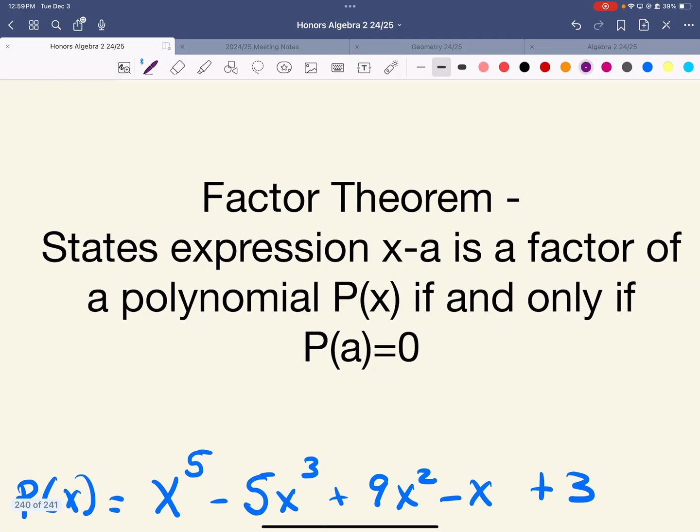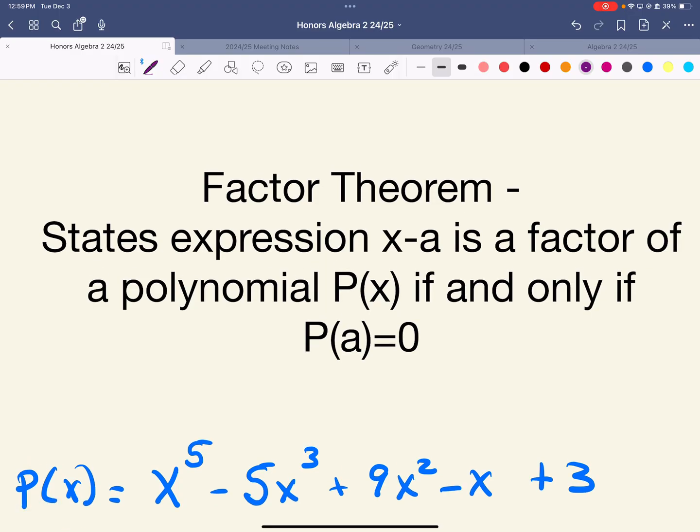And this is actually a theorem. This is called the factor theorem. What the factor theorem states is the expression x minus a is a factor of a polynomial p of x if and only if p of a is equal to 0. So if we end with the remainder of 0, whatever that x minus a is going to be, that is going to be a factor of the polynomial. So in the above one, we had x equals negative 5, so we had x plus 5. So x plus 5 was a factor of that polynomial.